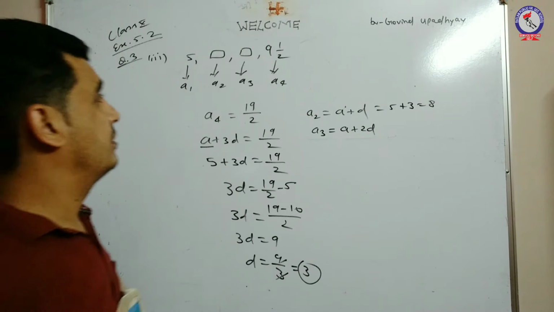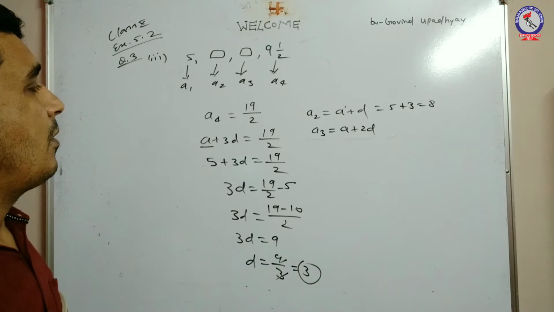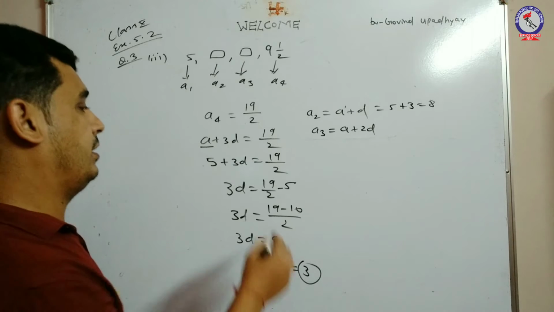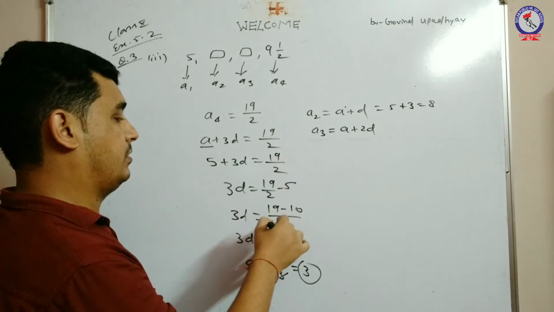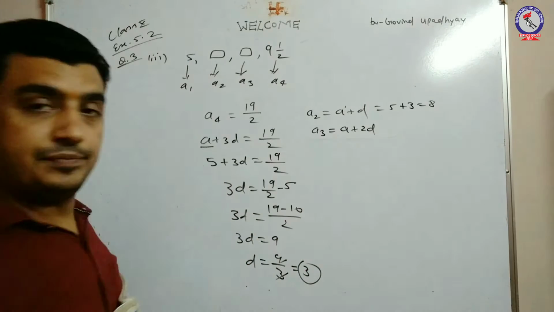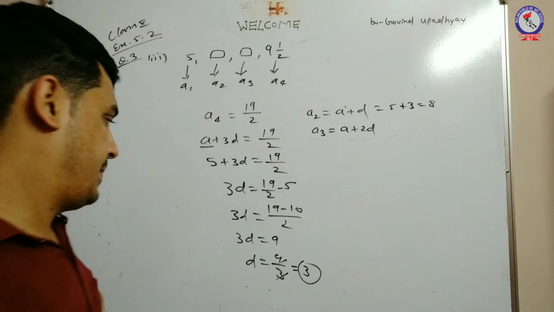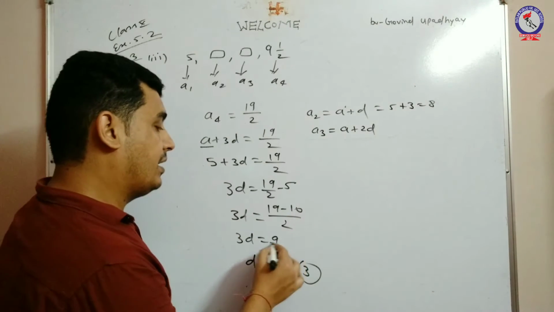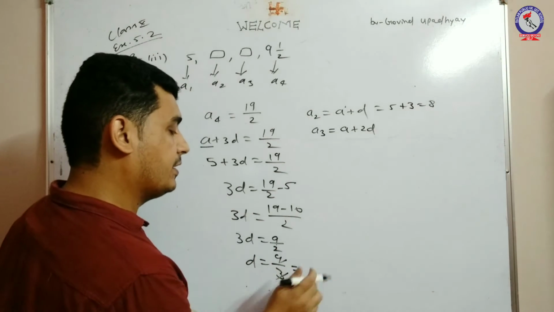Just a second. What happened here? 19 by 2 minus 5 is 9 upon 2. Sorry, there is a mistake. 9 by 2 will be here, so here D will be 3 by 2.